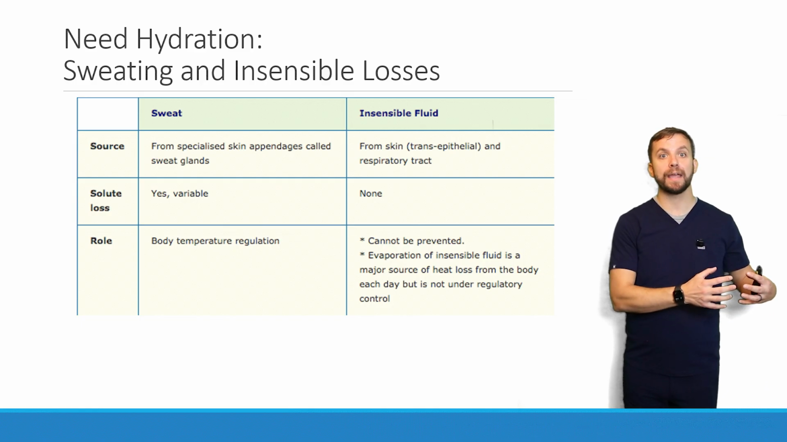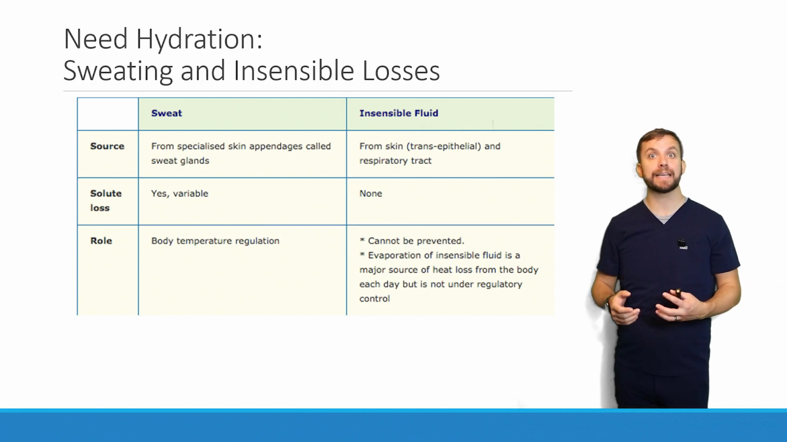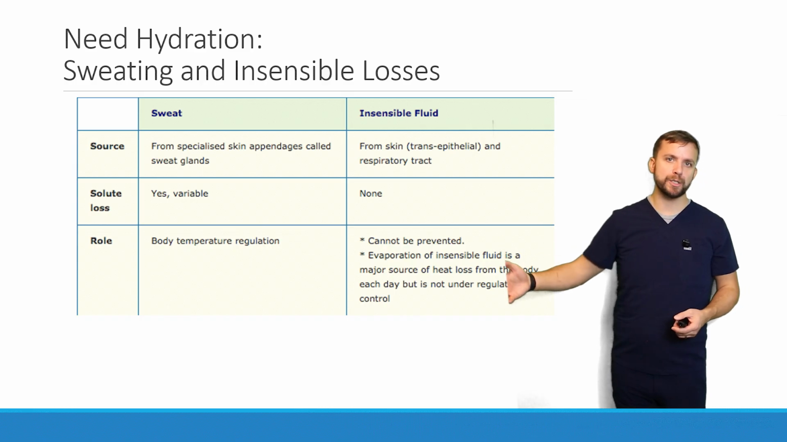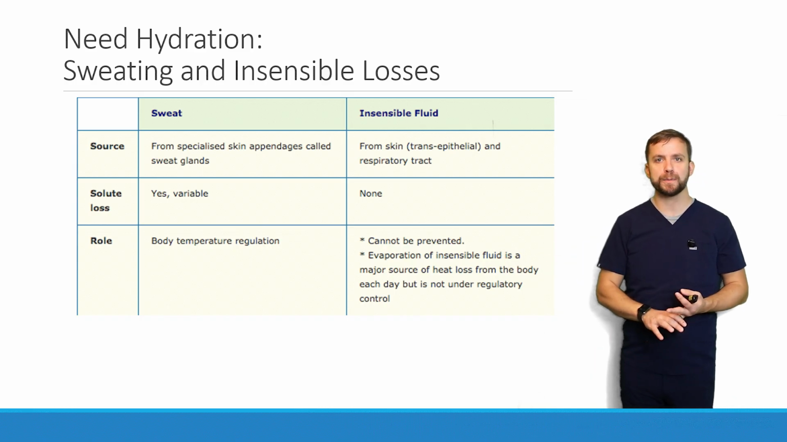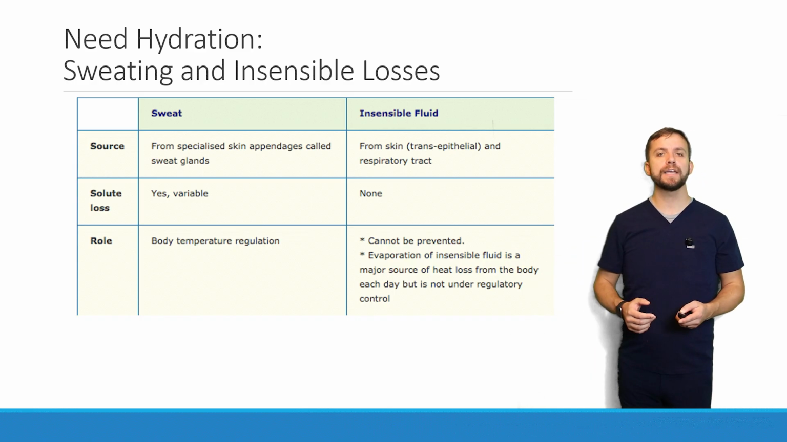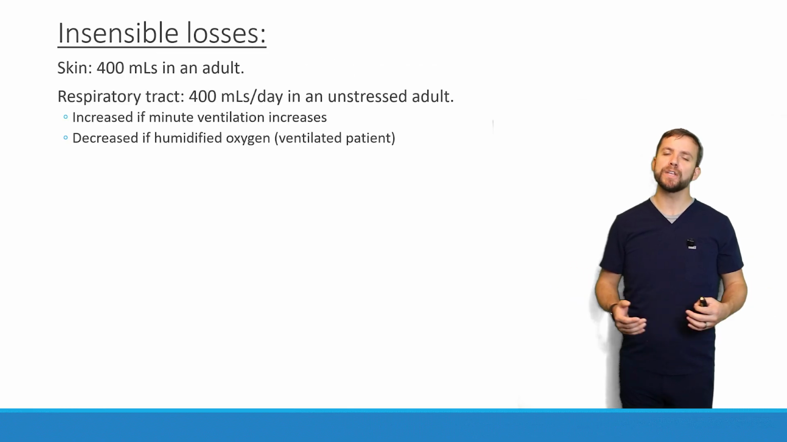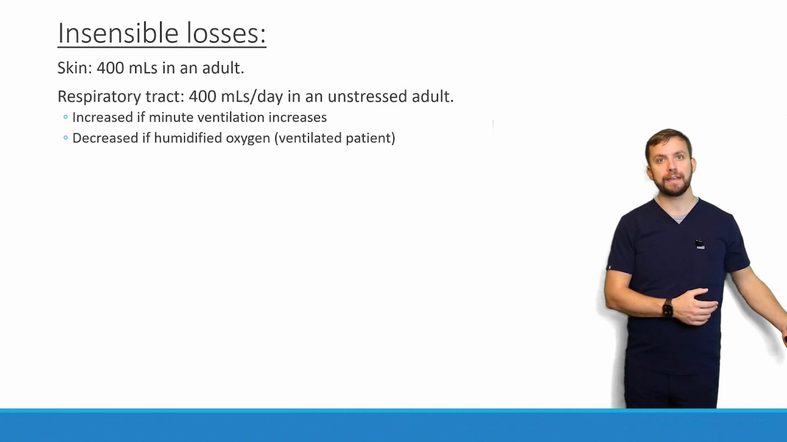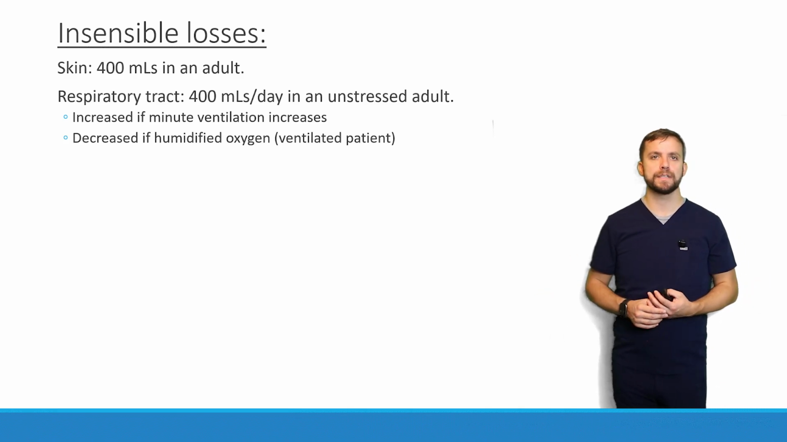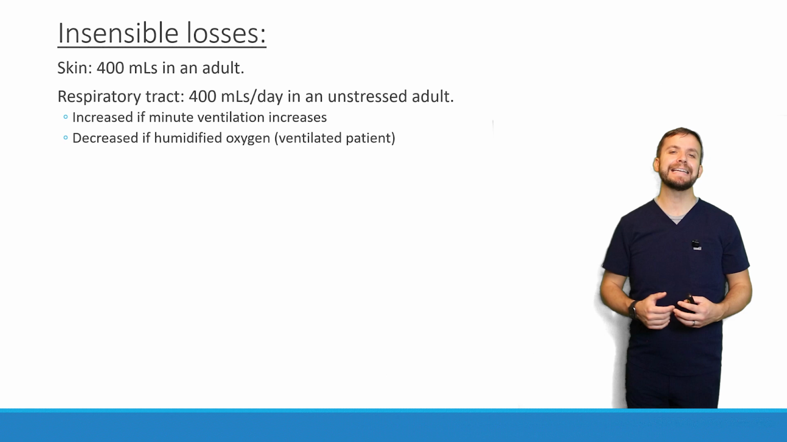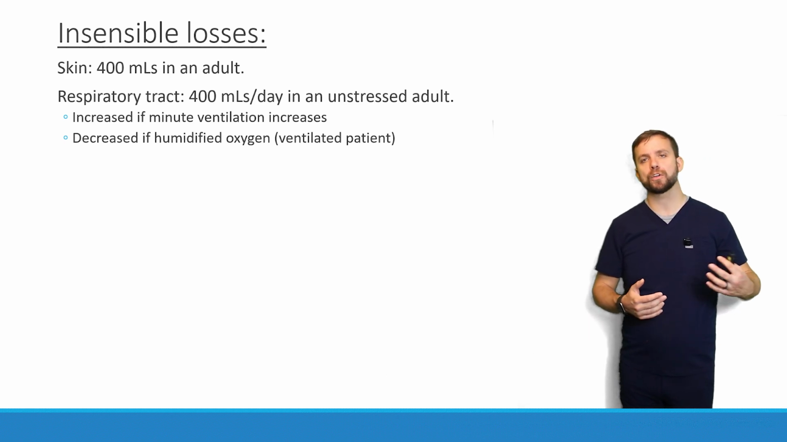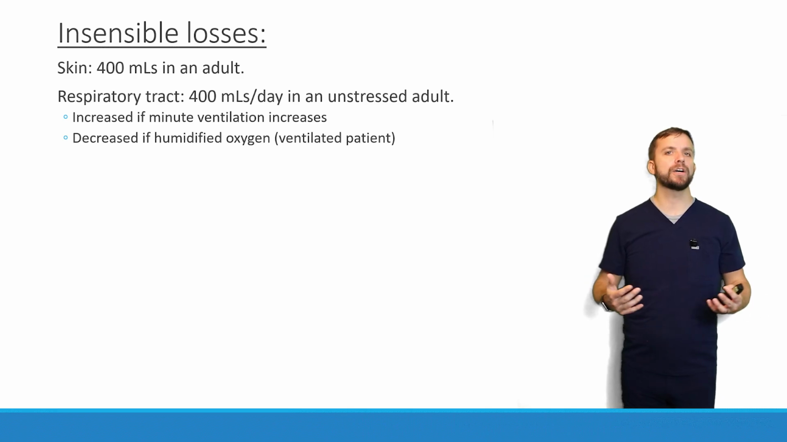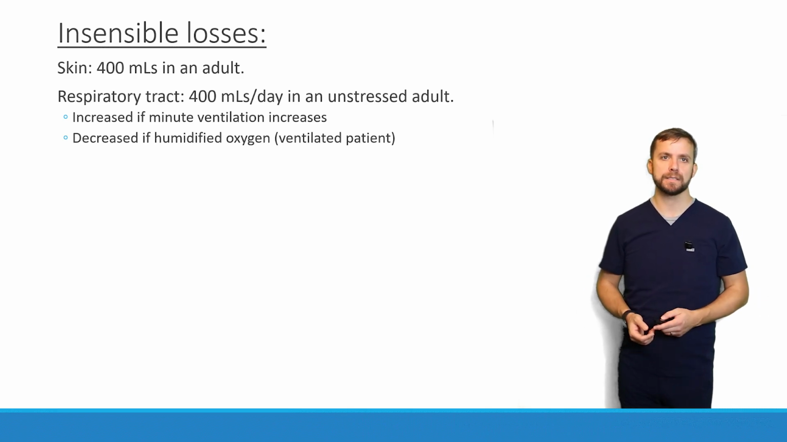So we say, okay, if somebody is sweating, that's going to end up losing fluids, and that can definitely happen. And we also have insensible fluids from the skin and the respiratory tract. When we look at the amount of fluid, we lose about 400 milliliters in an adult through the skin, and we lose about 400 milliliters a day through the respiratory tract in an unstressed adult. Obviously, if you have a critically ill patient, you may lose a little bit more, but overall, it's about 800 mLs a day of insensible losses.